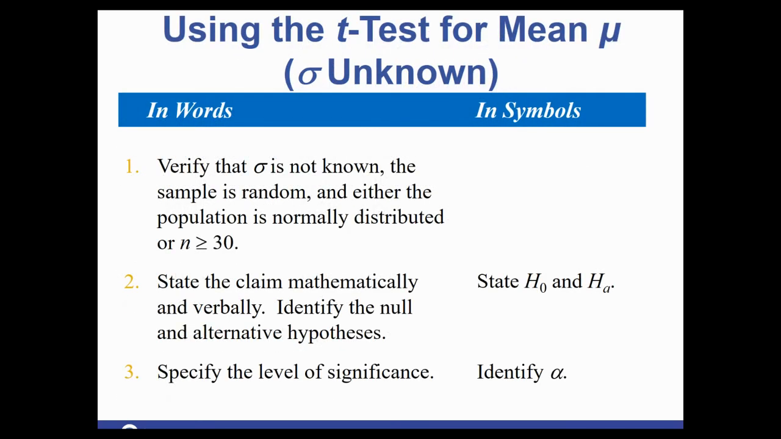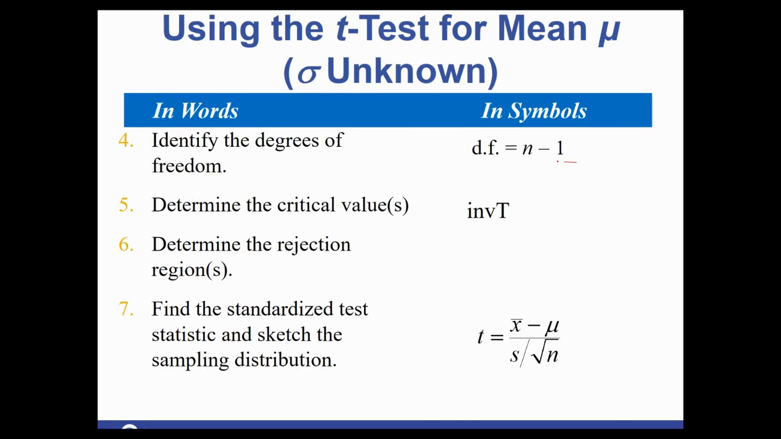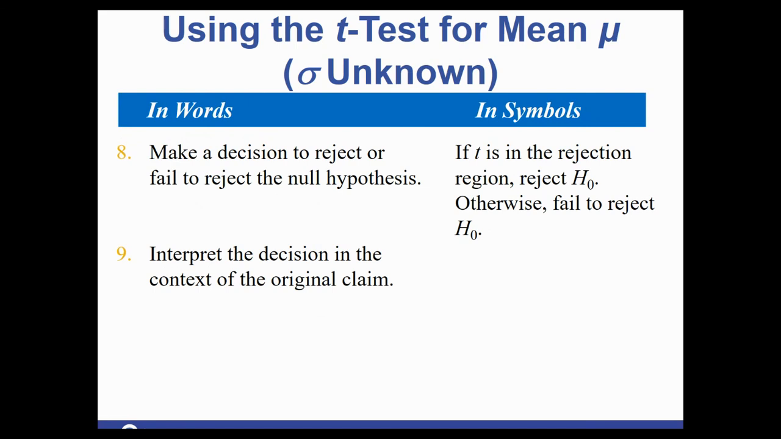Same order of steps. So we're going to check conditions, find our hypothesis, state our alpha that was given to us, degrees of freedom, which we'll plug into inverse T to find our critical value, mark that on your curve with your rejection region, find your standardized test statistic, check if it's in that rejection region in order to reject, otherwise we'll fail to reject, and then write your conclusion sentence.